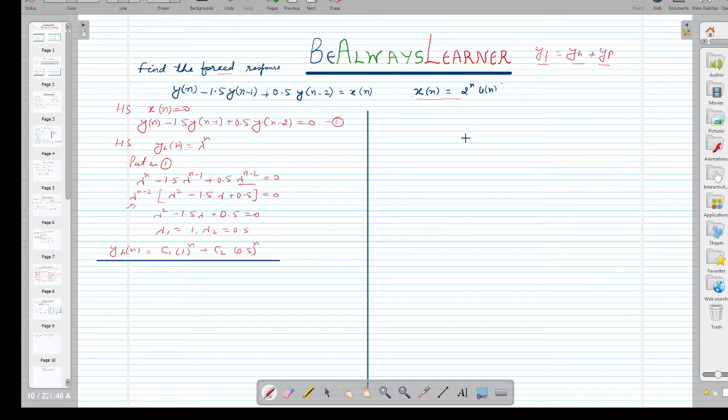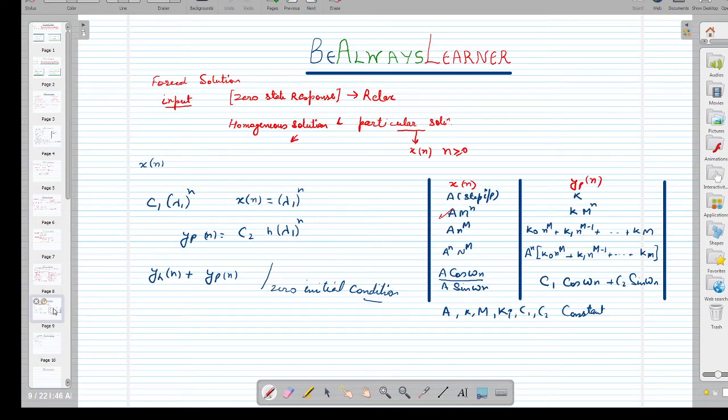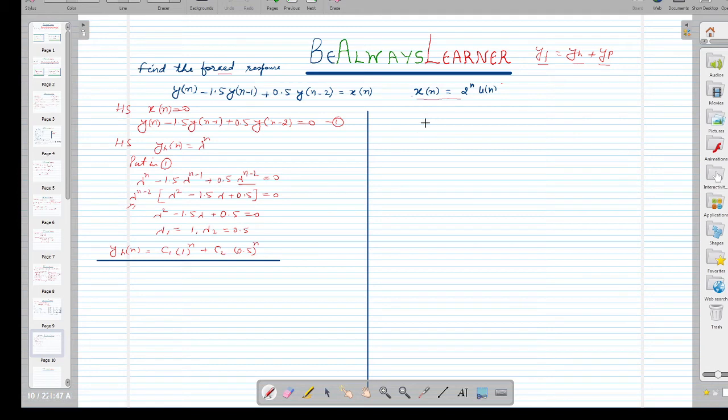Now we have to find the particular solution. For that we should have the input, that is x[n] = 2^n u[n]. For this input, based on the table available with us, we can calculate what the particular solution will be. If x[n] is the input, the solution will be y_p[n] = k 2^n u[n].